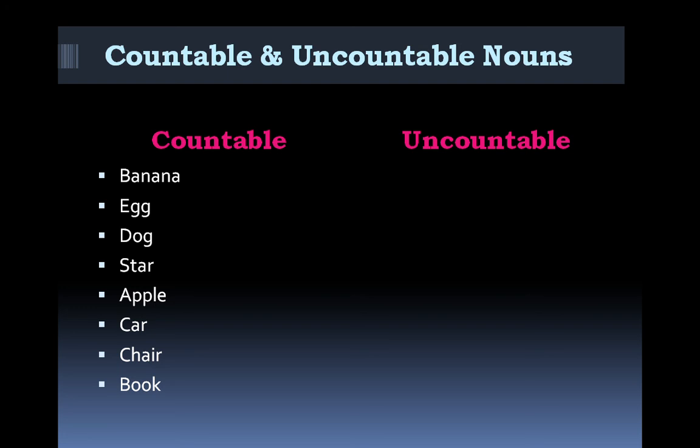Some students argue that stars are uncountable. Well, when we say countable, we don't mean that we are to count them all. Anything that can be counted as 1, 2, 3 will be a countable noun. I can say 1 star, 2 stars, 3 stars, and that makes it countable.